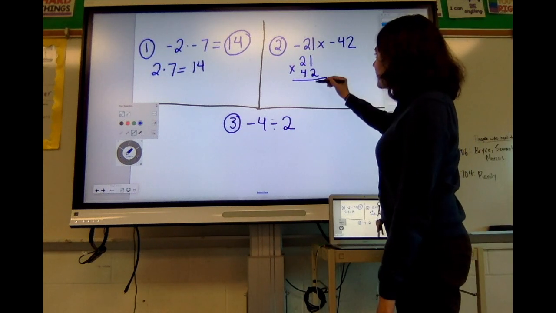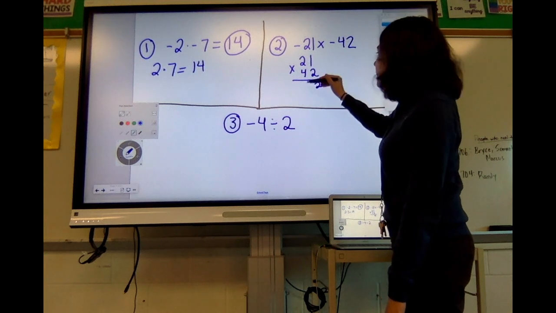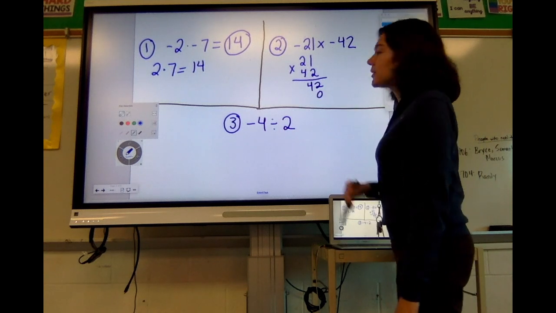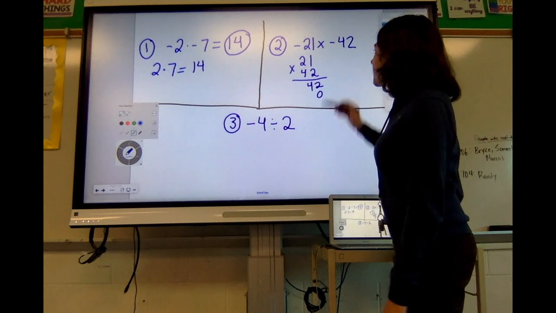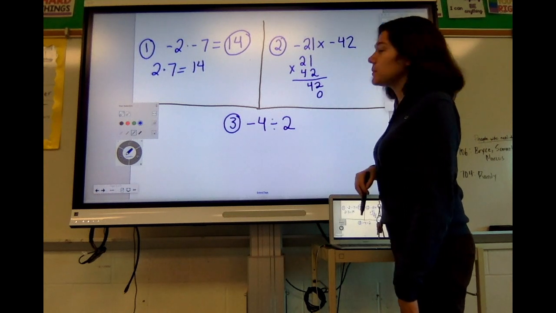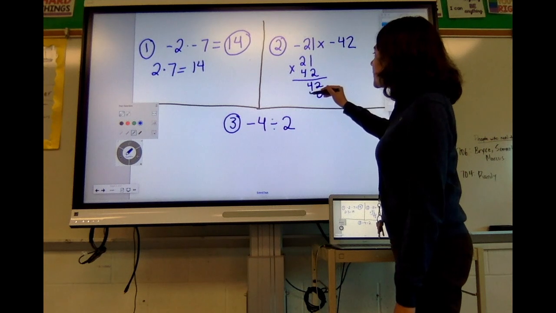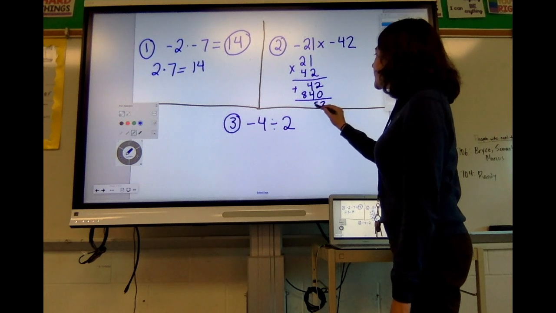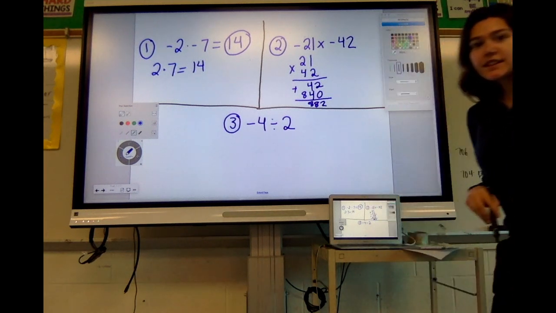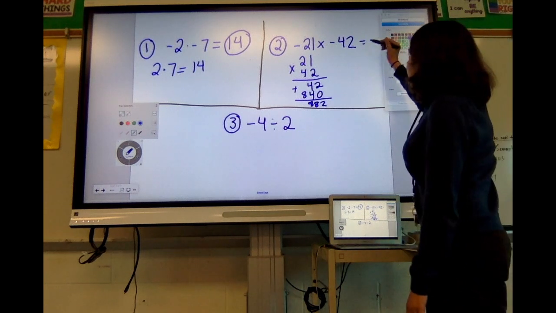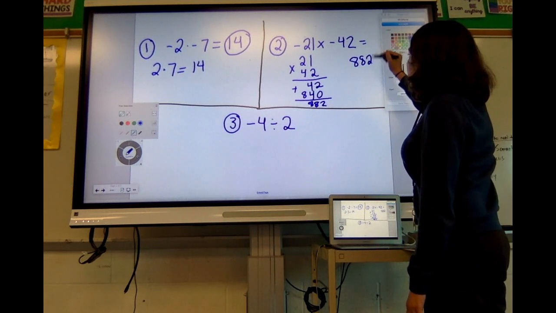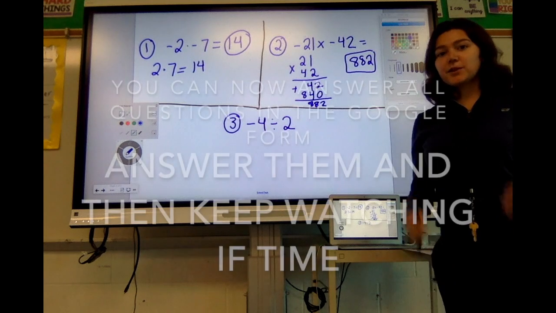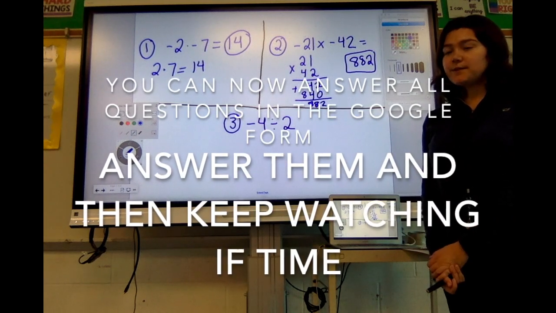We go 2 times 1 is 2. 2 times 2 is 4. Then, since we're moving to the tens position, the rule is to put a 0, or maybe you learned to put an X or a cross, but a 0 underneath the 2, under the ones position. Then we do 4 times 1 is 4, and 4 times 2 is 8. And when we add it together, we get 882. So that's our answer. It's the answer both for what 21 times 42 is and what negative 21 times negative 42 is. When they're the same sign, our answer ends up being positive.